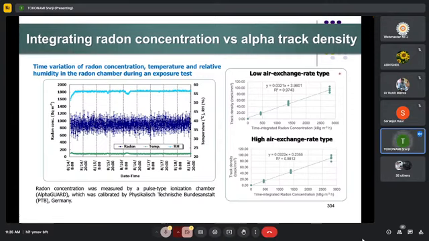For the low air exchange rate type, here is the time-integrated radon concentration against the track density. As you can see, the conversion factor for radon is the same. This is the conversion factor, the same slope, 0.3, and 0.22 is the high air exchange rate type.